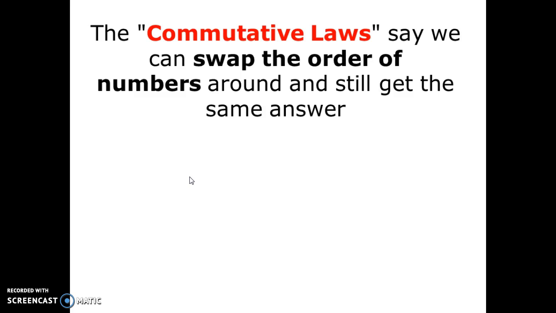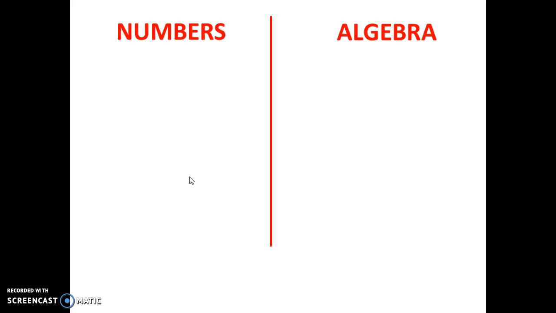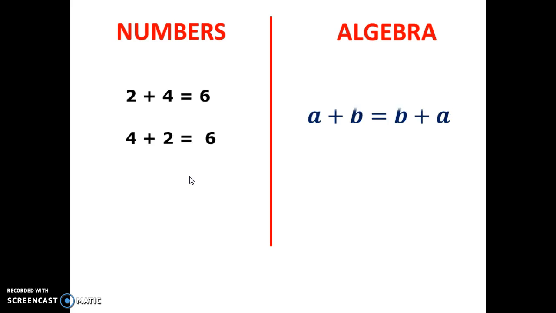We have commutative laws, and basically that means we can swap the order of certain kinds of number sentences around and get the same answer. When we have our numbers, if we add 2 plus 4, we get 6, and if we swap the order, it stays the same. That works for all of our numbers. It works similarly for algebra.